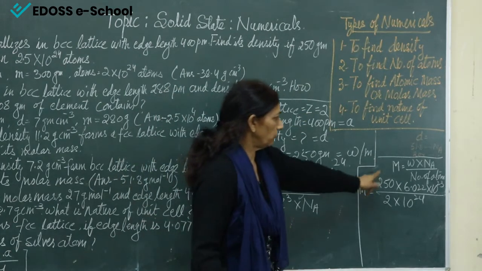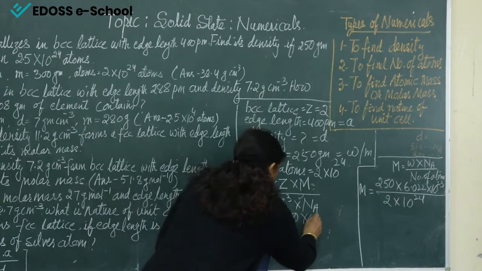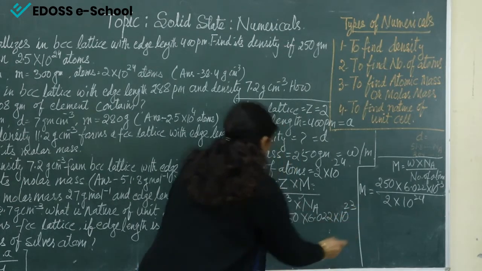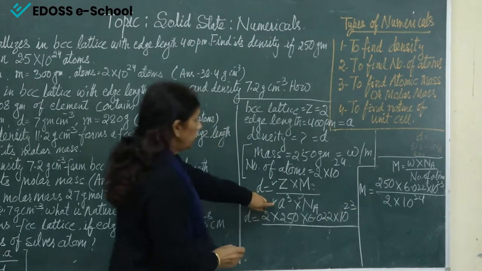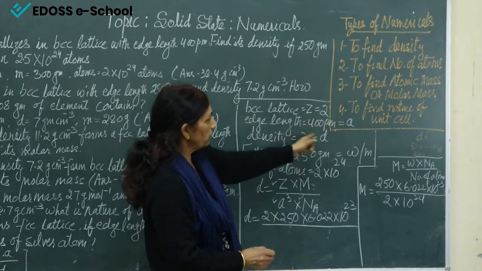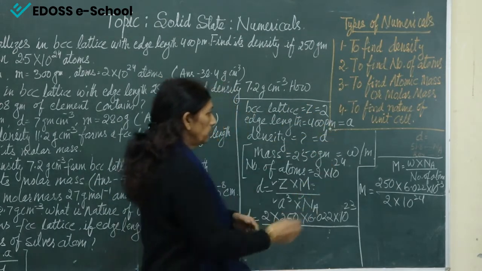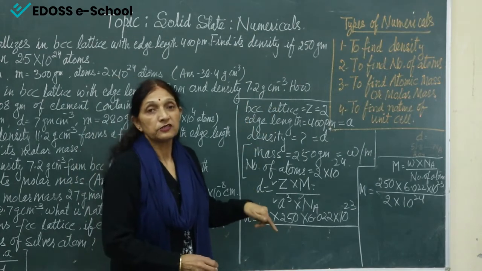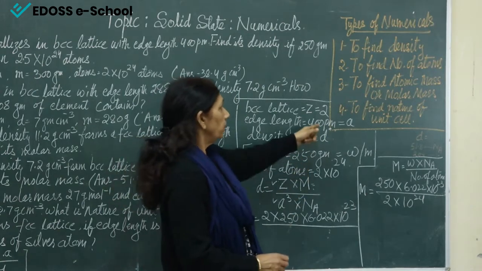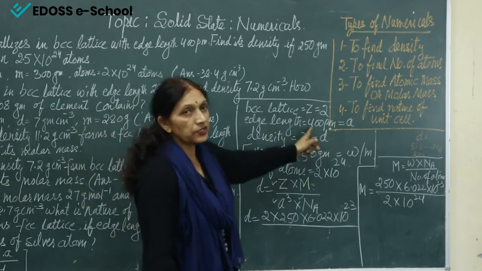In place of M now we can put this value. So 250 into 6.022 into 10 raised to power 23 and upon A. Now see here A is given, but we have to find A cube. That means we have to take the cube of 400 picometer. Now this is in picometer and density comes in centimeter. So here we have to change picometer into centimeter. That means we will have to multiply picometer by 10 raised to power minus 10.